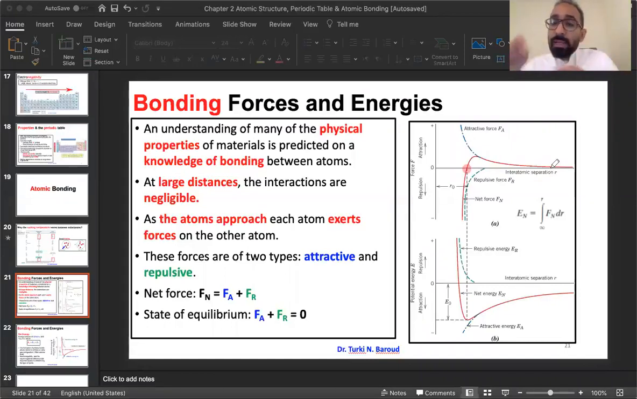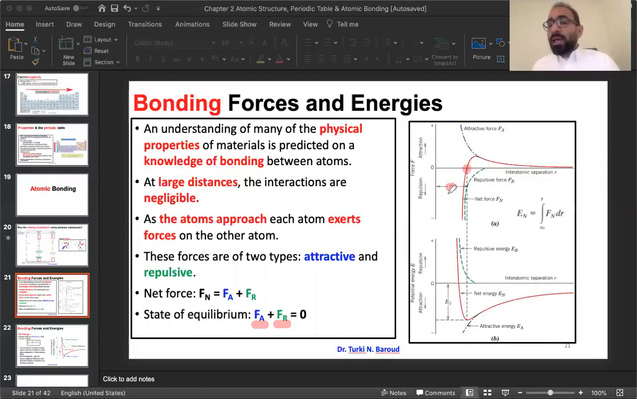That means the repulsion plus the attraction will cancel each other. So at this point, FA is going to equal negative FR. They are equal in magnitude, opposite in direction. That means at a certain point, whatever is pushing them apart equals whatever is bringing them closer to each other. The spacing between them where F net equals 0, we call the equilibrium interatomic spacing. The R naught is called the equilibrium interatomic spacing.